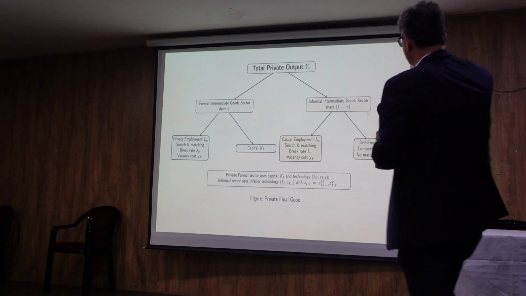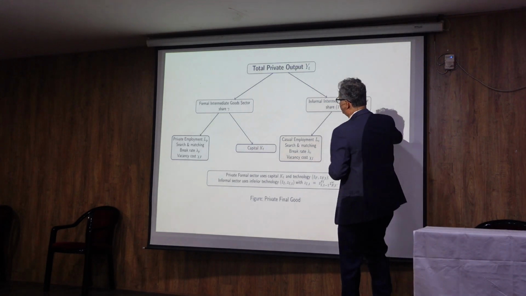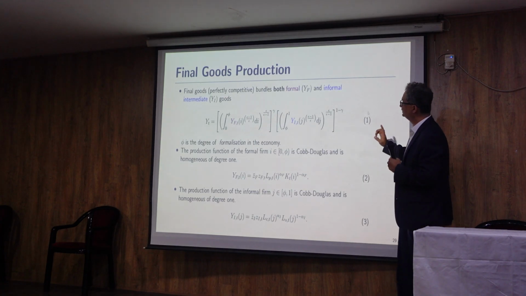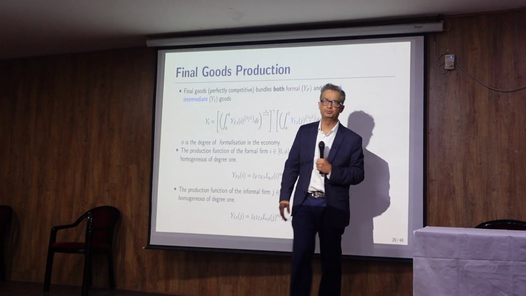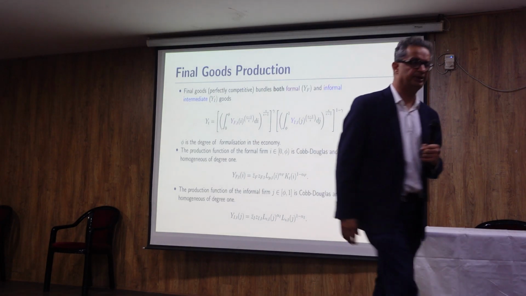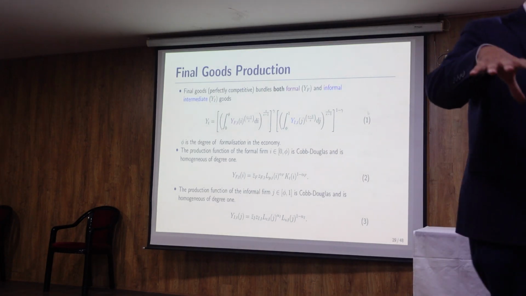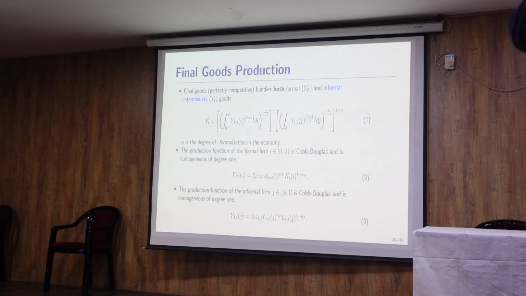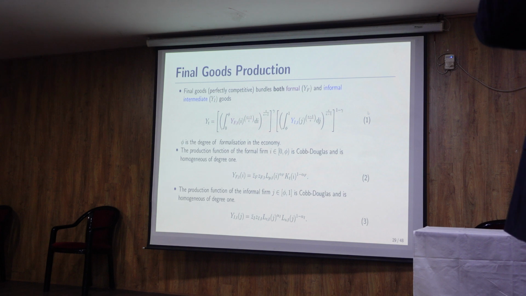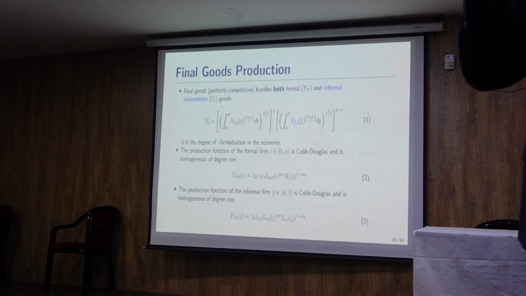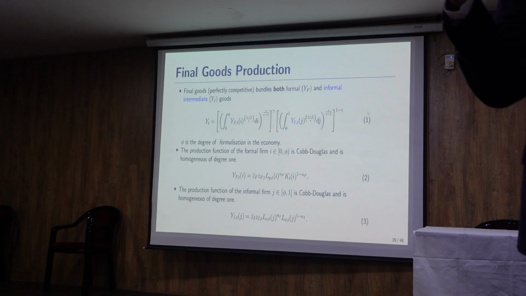So this is what this whole thing says. And next slide, please. And just here, this is where some maths comes in. Phi, the final output, which is what you consume, is based on a bunch of intermediate good firms who are producing formal varieties and informal varieties. And phi is a proportion of formal intermediate good firms. 1 minus phi is the proportion of informal intermediate good firms.